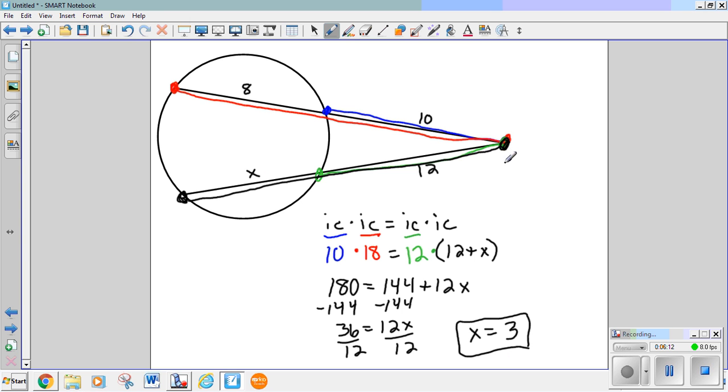For these, make sure you do segment addition to get the length from the intersection to the other side of the circle. 10 plus 8 is 18. 12 plus x is 12 plus x.